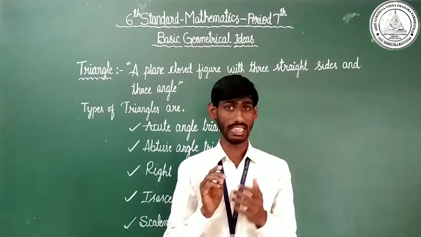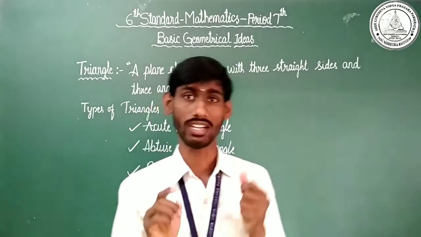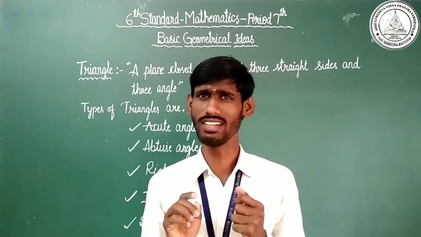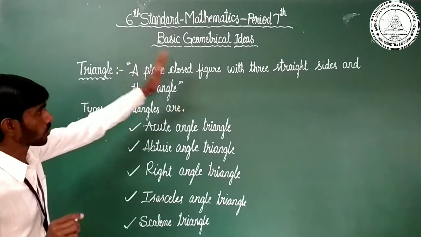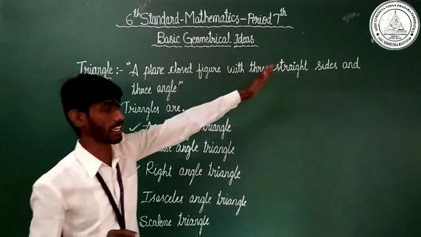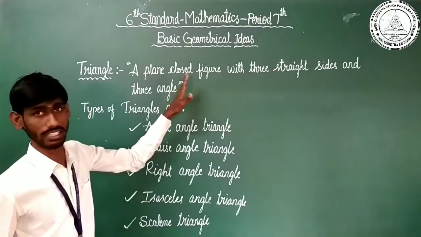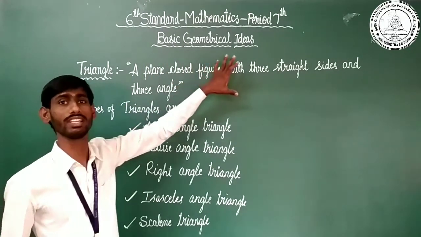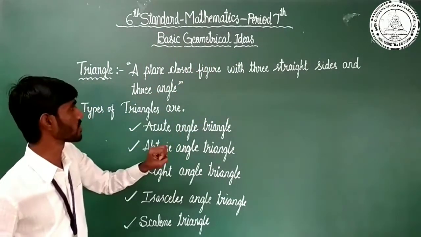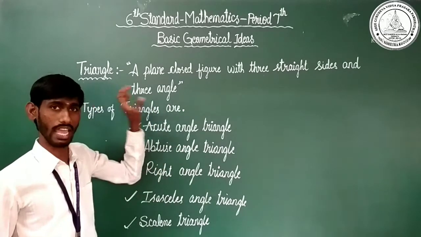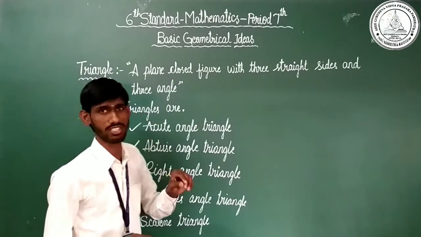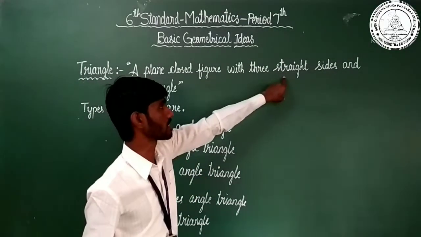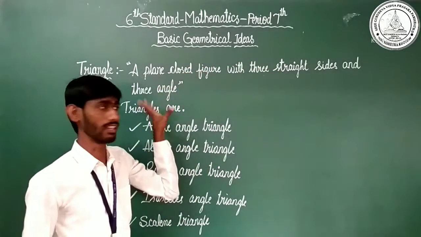Dear children, we will discuss triangles. What is a triangle, or define a triangle? A plane closed figure with three straight sides and three angles. These types of pictures are called triangles. See, what is the definition? The triangle is nothing but a closed figure with specific conditions. What is the condition? Three straight sides and also three angles.